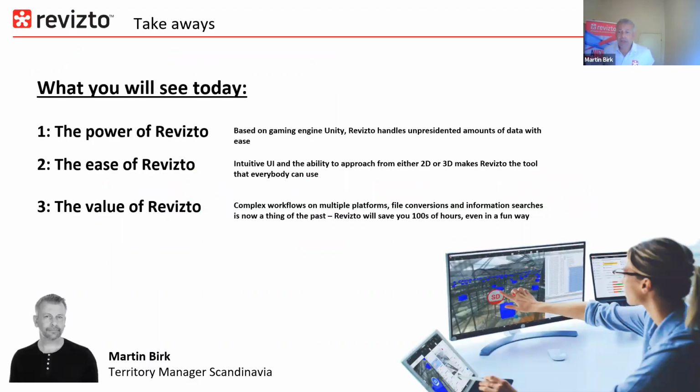The things that we will try to convey to you today, that we will try and make obvious, is of course the power of Revisto. Revisto is based on Unity, a gaming engine, which gives it the performance that allows it to involve all the models, and not just one model up against another model, but all the models in the project in the same environment. And we actually have a record. I'm not allowed to say who it is, but we have a record of as close to make no difference 1,000 models in the same Revisto environment. So we are able to handle unprecedented amounts of data, and with ease.